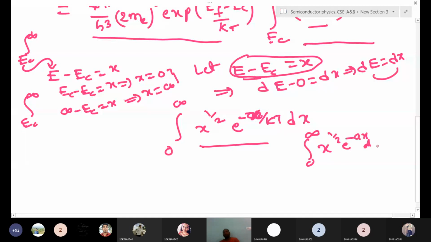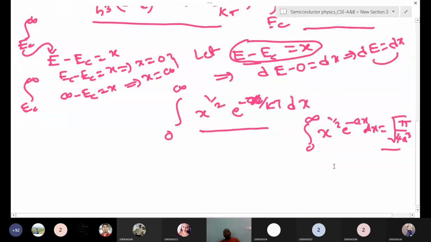Don't know? Root pi by 4a cube. This formula is root pi by 4a cube. Just you solve this one. What will you get here? What is the A here?